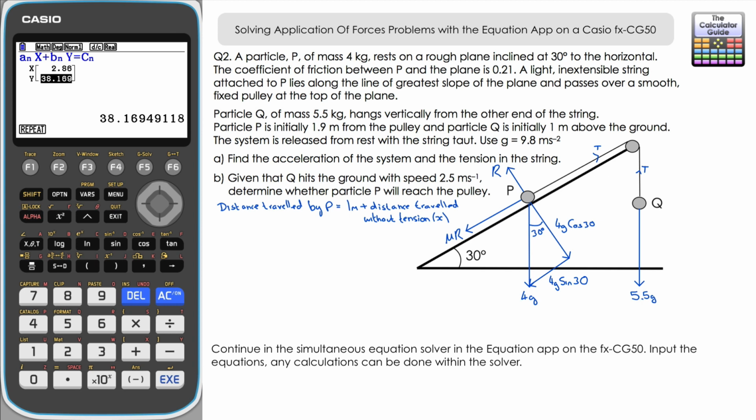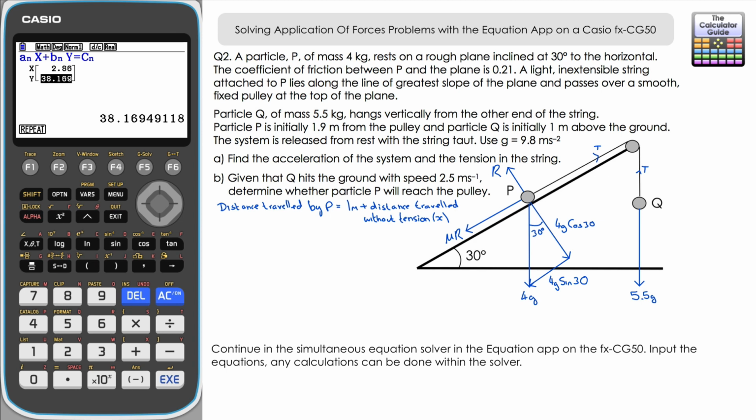And then what's going to happen is the string is no longer taut and the force from the tension will no longer be there. But at that particular point, P will still be traveling. The remaining forces acting upon it, which are the friction force and the parallel component of the weight, cause it to come to a stop. And what we want to find out is, does it come to a stop before it hits the pulley, or does it come to a stop after, i.e. does it hit the pulley before that happens?